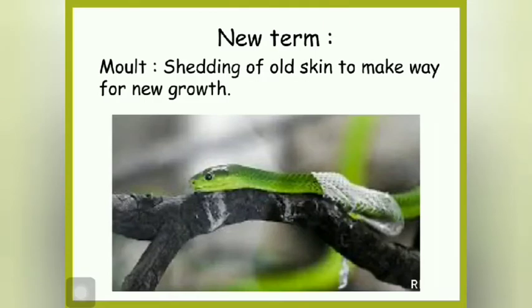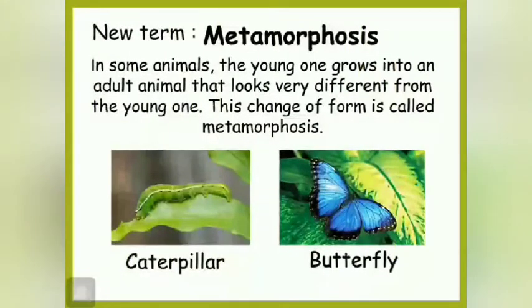The second term is metamorphosis. In some animals, the young one grows into an adult animal that looks very different from the young one. This change of form is called metamorphosis. Here, a caterpillar looks very different from a butterfly.